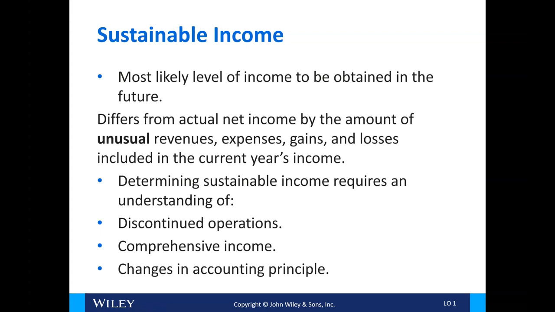Comprehensive income is something that has a few components to it. It's not really included in net income per se, but it is part of income. So really, that's something that will appear on the balance sheet. We'll talk about that. And then changes in accounting principle. If you change, for instance, the way that you're recording inventory, if you go from FIFO to LIFO, then shareholders need to know about that.